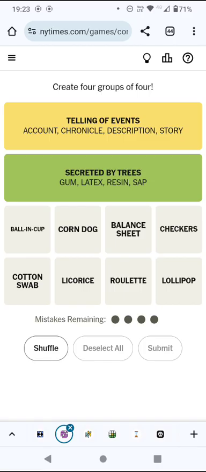So, I don't know. A cotton swab. That just goes in your ear, really, doesn't it? None of the others go in your ear. Licorice and lollipop, you suck in your mouth. I don't know what's a sensible thing to do here. Balance sheet is probably the key. But apart from the fact that it's got numbers, like roulette, and it's got a grid like checkers, I don't know what it's going to be. Balance sheet, it's got checks and balances. Are there any of the others to do with checks and balances? Assets? Liabilities? I don't know.